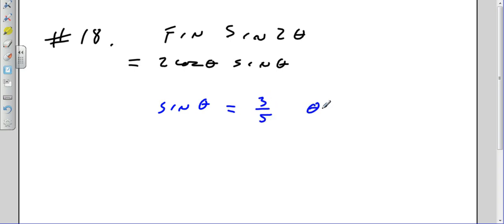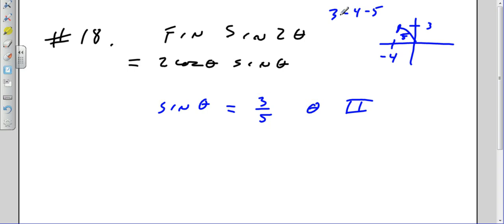And theta, in this case, is in the second quadrant. Okay, so we draw a picture here. And we have y is 3 and r is 5. And we know that if we have 3 and a hypotenuse of 5, this is a 3, 4, 5 triangle. Two sides, 3 and 4, and the hypotenuse is 5. So that means that the cosine of theta is going to be the x component, minus 4 divided by 5.